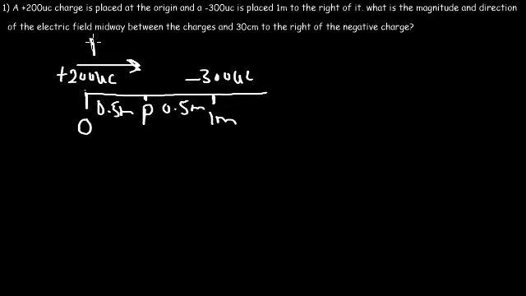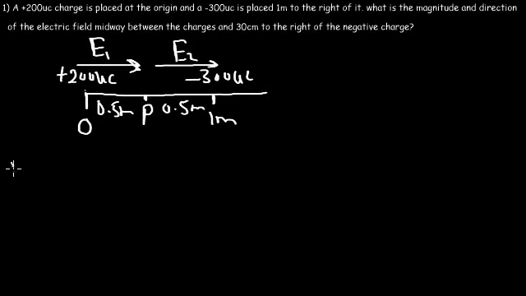I'm going to denote that as E sub 1, meaning the electric field of the 200 microcoulomb charge, typically the positive one. And for the second one, the negative 300 microcoulomb charge, since it is negatively charged, the electric field will have to move towards the charge, and therefore the electric field will be directed this way. I'm going to denote that as E2.